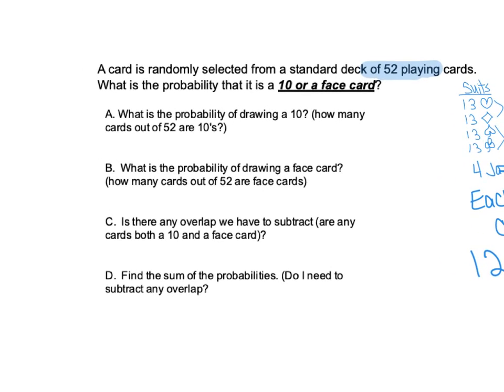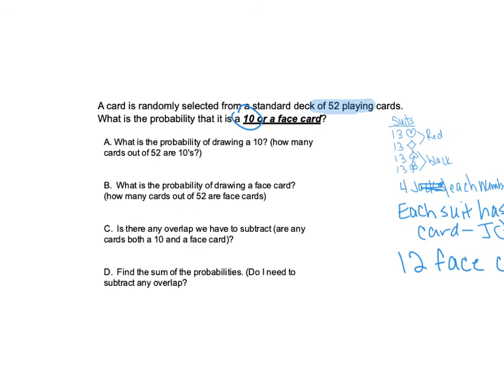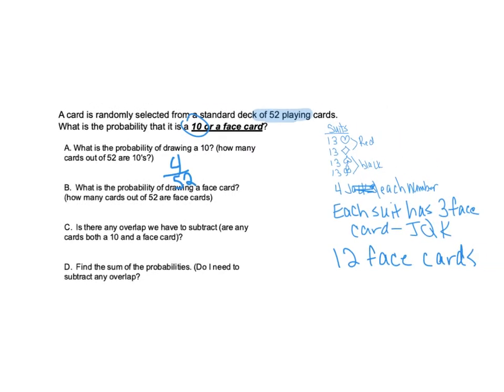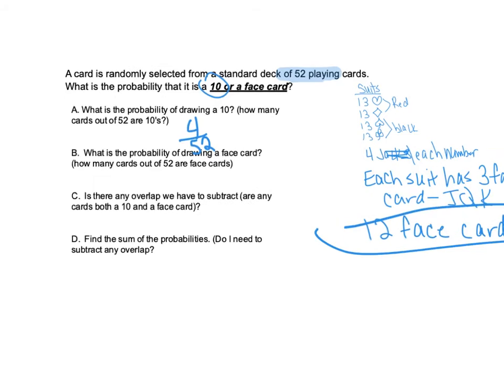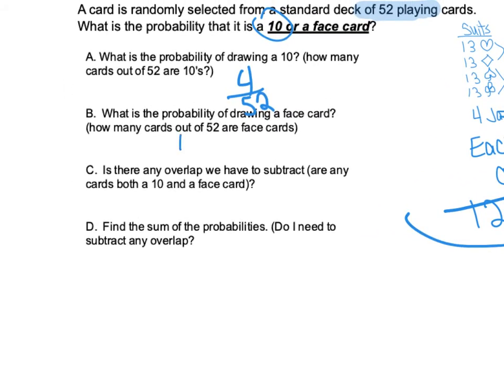First question I always think, what's the first thing we want to think about if it's a 10? Well, what is the probability of drawing a 10? How many 10s are there in the 52? There are 4 10s out of 52 cards. So the probability of drawing a 10 is 4 out of 52. The probability of drawing a face card, remember there are 12 face cards. Each suit has 3 face cards, 4 times 3 is 12. So the probability of drawing a face card is 12 out of 52.